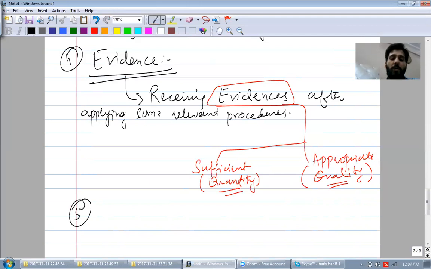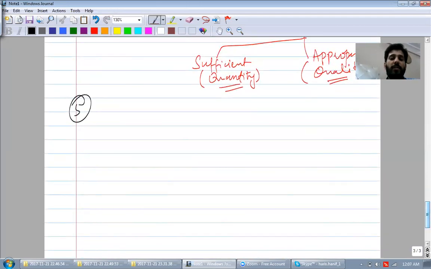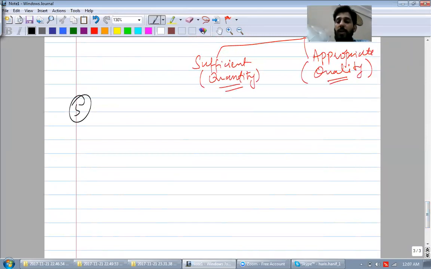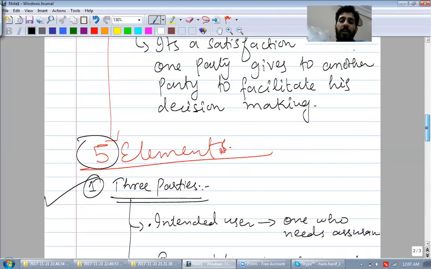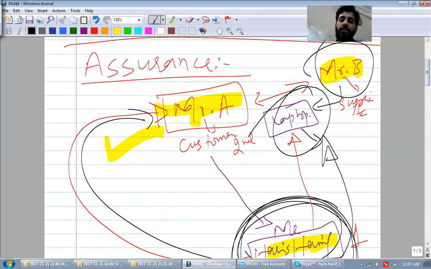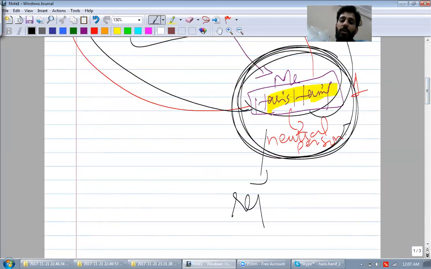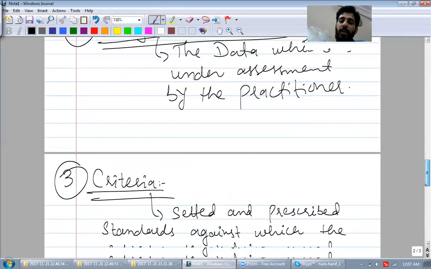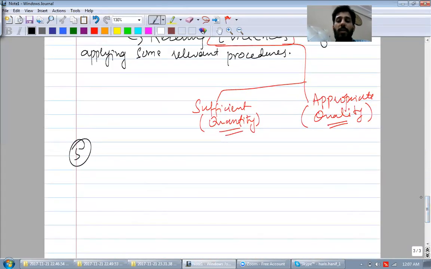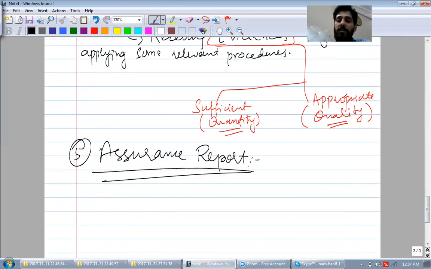Number 5, obviously, this is the world of our professionals, and we often need a report to be submitted to the intended user. Now the intended user will need the assurance in a written form. So the practitioner will prepare the report in which there is an opinion of the practitioner, and the practitioner will report to the intended user. So the 5th element is the assurance report.